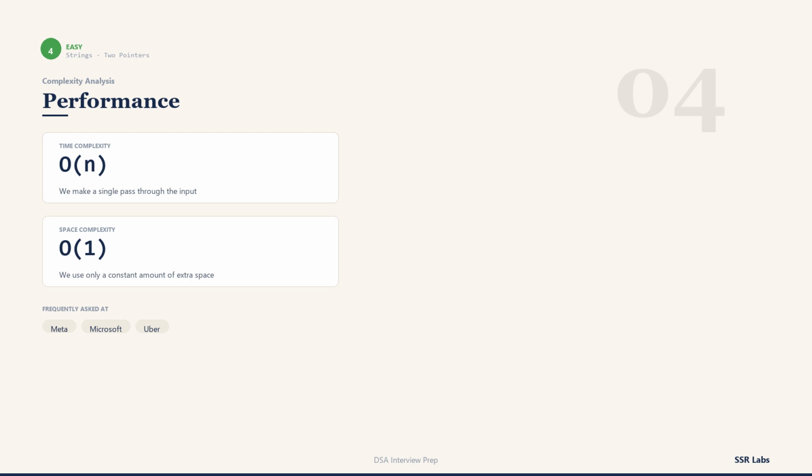Alright, let's talk about how fast this is. Time complexity, O(n). Why? We make a single pass through the input. Space, O(1), because we use only a constant amount of extra space. And here's the cool part: this is a go-to problem at Meta, Microsoft, Uber, and the pattern you just learned, the two-pointer technique, shows up in problems like 3-sum, remove duplicates, and container with most water. So you didn't just learn one solution, you learned a technique.